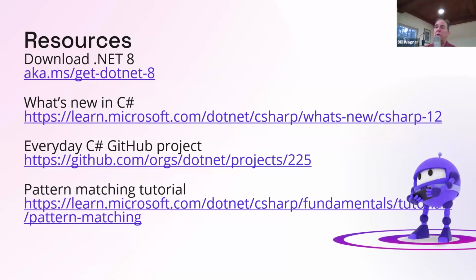So different things to do. Look at .ms, get .NET 8, download .NET 8. It's faster, it's spiffier. It has all the new features. What's new in C#? If you replace that 12 at the end with 13, you'll see the preview features that we have at the moment. The GitHub project for Everyday C#, you can see discussions or get involved in what I think the table of contents will look like as I flesh it out in more different ways. The pattern matching tutorial I alluded to, there's a lot more code in that, is that final link there.